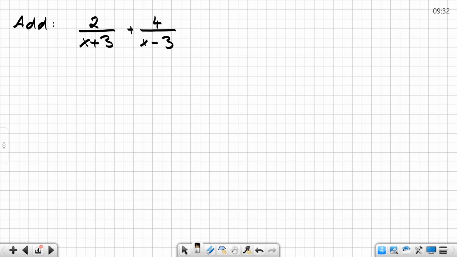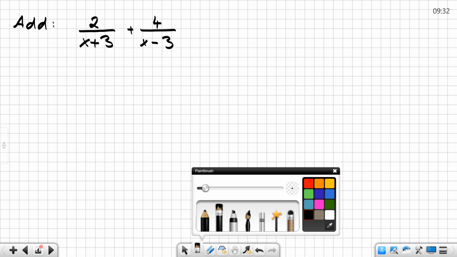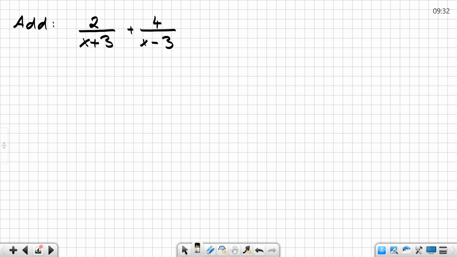Alright, let's do one that looks a slight little bit different. 2 divided by x plus 3 plus 4 divided by x minus 3. If we are planning on adding those two, there is nothing really you can factor. So let's remind ourselves, what did we do with numbers when you couldn't factor, like 2 over 7 plus 3 over 5? Well, these are both prime numbers, and that means the LCD was just 7 times 5, 35.